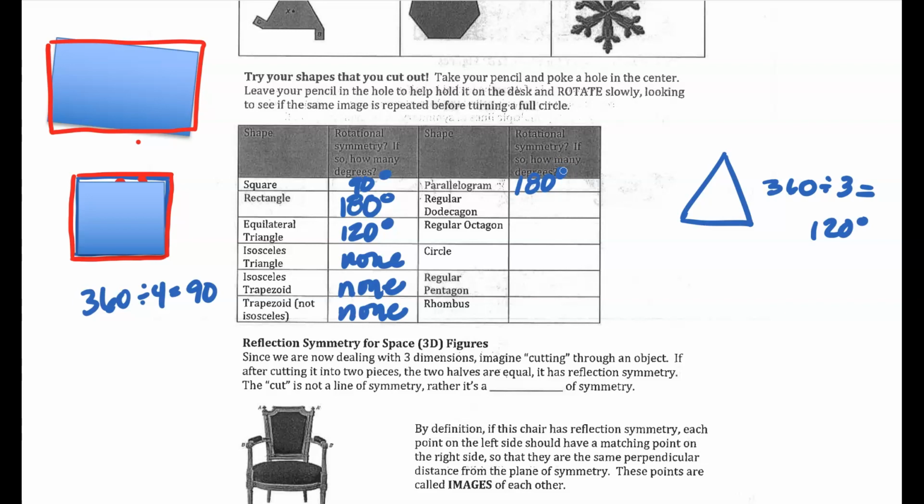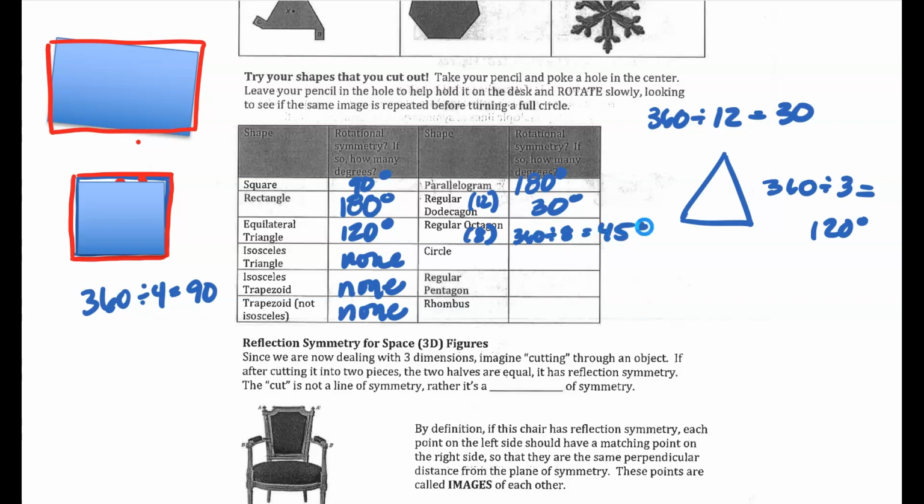A regular dodecagon, that's 12-sided. And again, regular means all the sides and the angles are the exact same. If you rotate it, there are 12 times it makes the same shape. So if you do 360 divided by 12, you end up getting 30. So every 30 degrees, there's a rotation and a mirror image. And then a regular octagon, that's an 8-sided polygon. For this one, it's going to be 360 divided by 8.